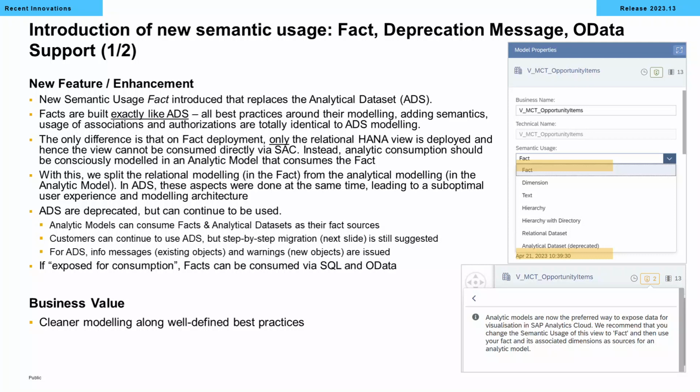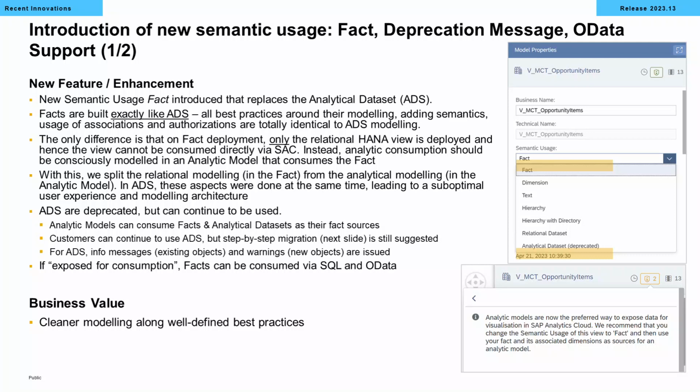But there is one crucial difference, and that is what happens on deployment. On deployment, only the view part, meaning the SQL part of that fact, is deployed. This means this object cannot be consumed directly by SAC. That really is not a loss in and of itself at all, because the analytical consumption by SAC is something that you should do in an analytic model anyway.